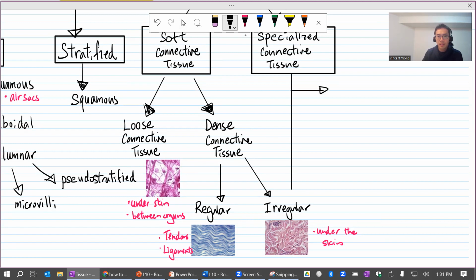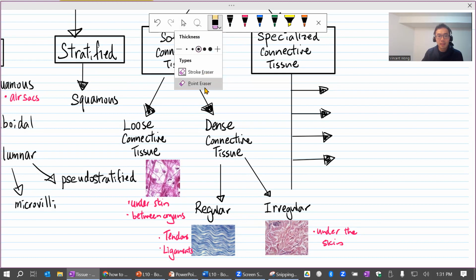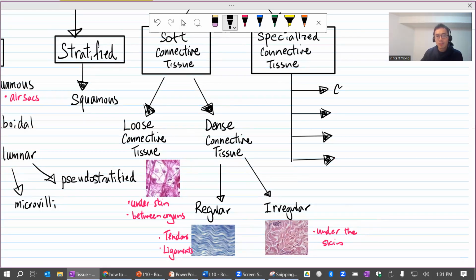If you are with me, give me a specialized tissue. There are 4. Give me whatever you remember. Cartilage. Which one is that again? Sorry, I missed that. Cartilage, that's right.